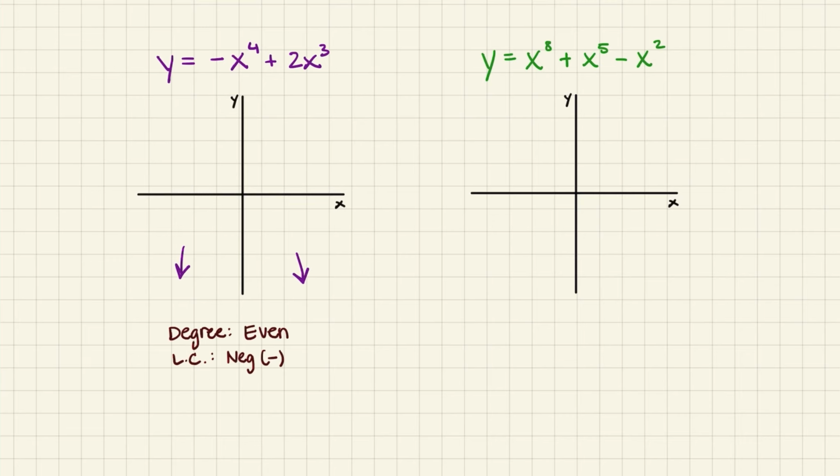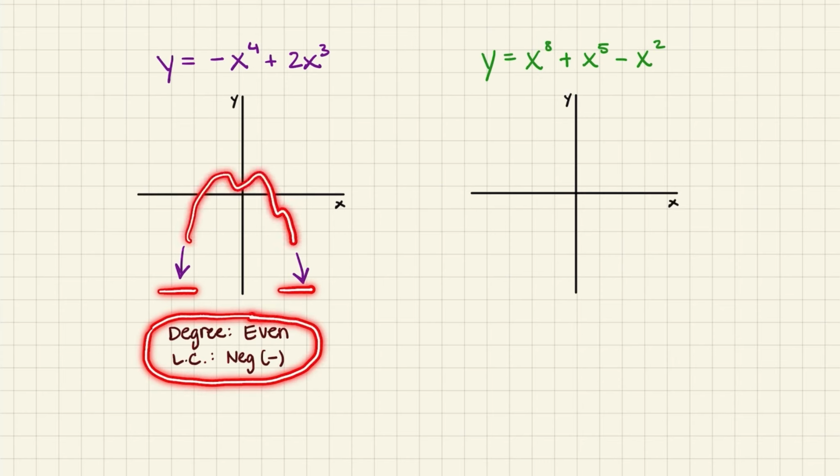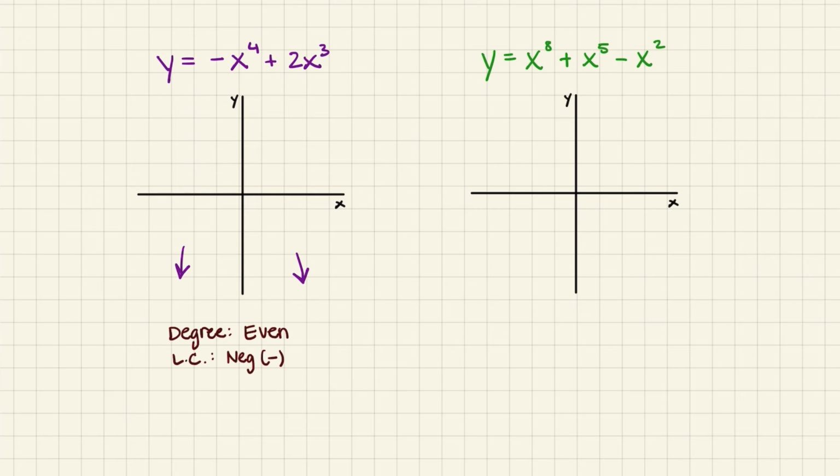And remember, we only know the end behavior based off of these things. We don't know what happens in the middle. So we have to draw some sort of dotted line to indicate that we don't know exactly what happens in the middle. Now let's look at this function over here.